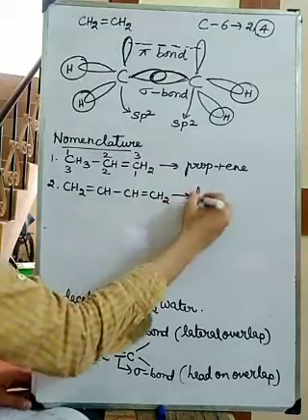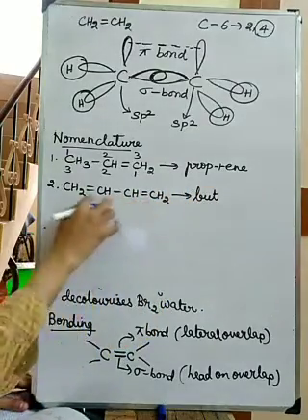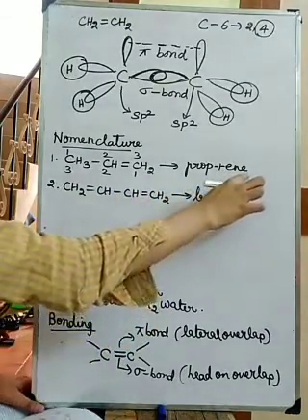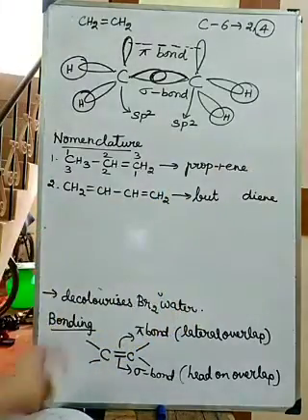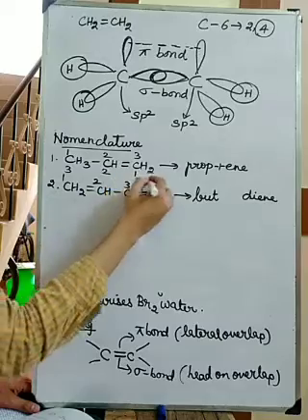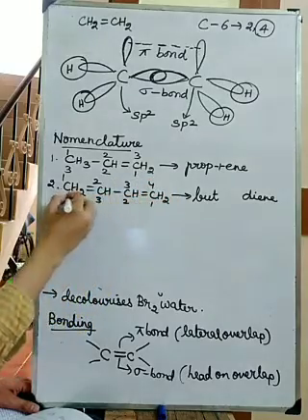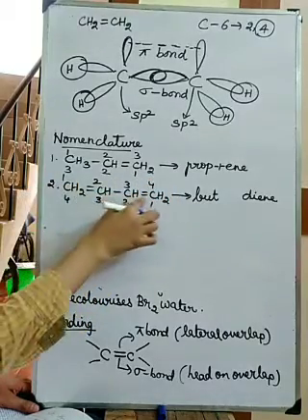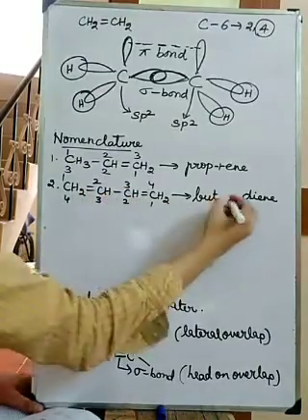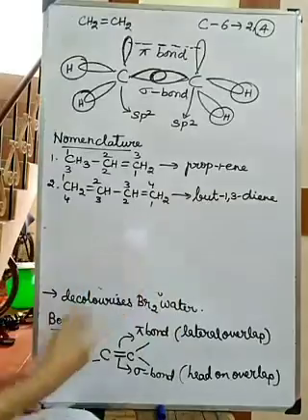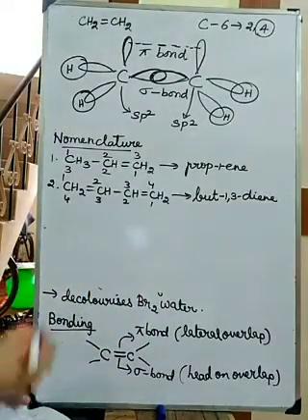Four carbons, so but. Two double bonds are there. One double bond means ene, two double bonds means diene. So what are the positions? Here it is 1 and 3. This side if I see it is 1 and 3. So but 1,3-diene.